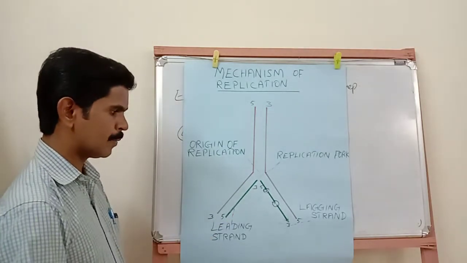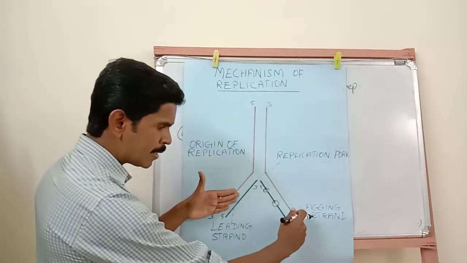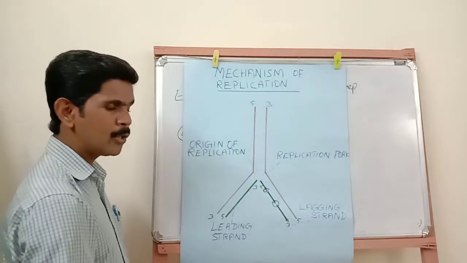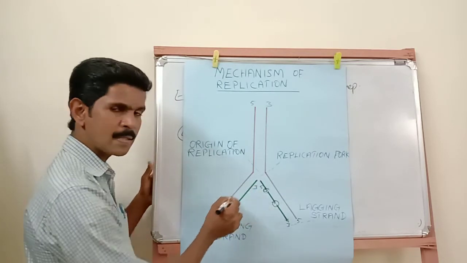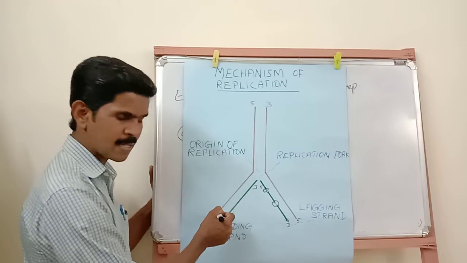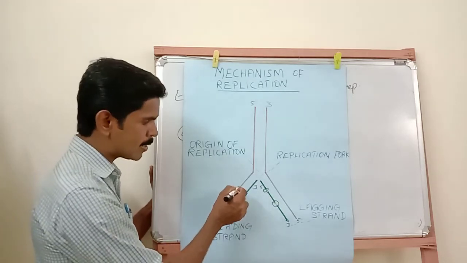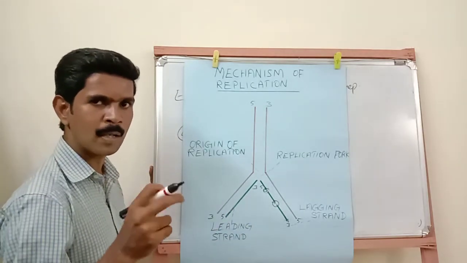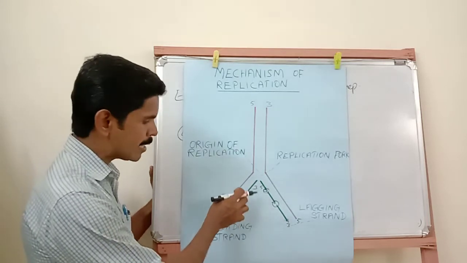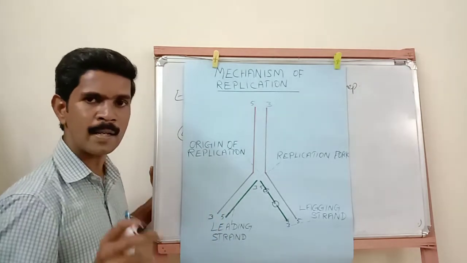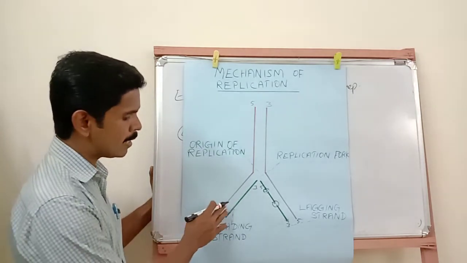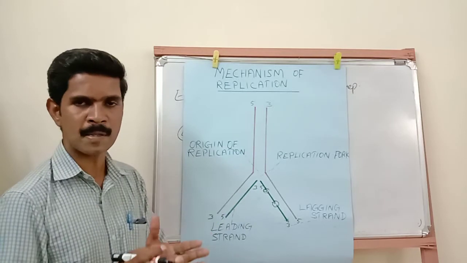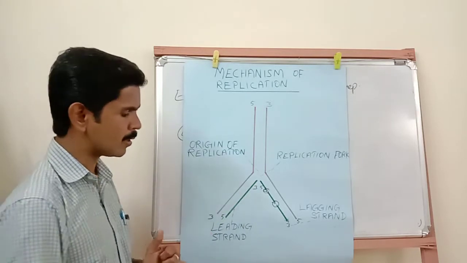Then the next point. When these two strands are moving away in different directions, the nucleotides in the newly synthesized strands pair with the template strand. Template strand means this strand. So the nucleotides in the template strand and the nucleotides in the newly synthesized strands are both connected. This function is performed by an enzyme called DNA polymerase. With the help of the DNA polymerase enzyme, the nucleotides of the template strand and the newly synthesized strands are joined.